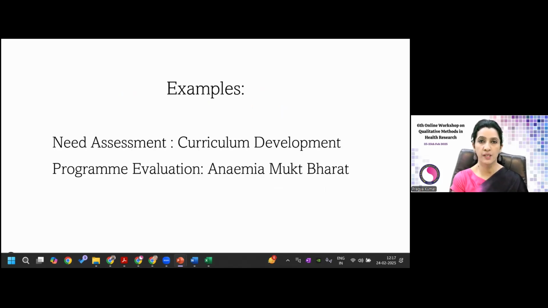Suppose you are doing something over the curriculum with the medical students, and you wish to know what part should be there, what we should delete, or the way we are going about their medical education or their curriculum. Then conducting an FGD with a group of students is a good idea rather than doing in-depth interviews. Again, if you are doing some program evaluation of Anemia Mukt Bharat, then you can call all the stakeholders and do a focus group discussion in such cases.